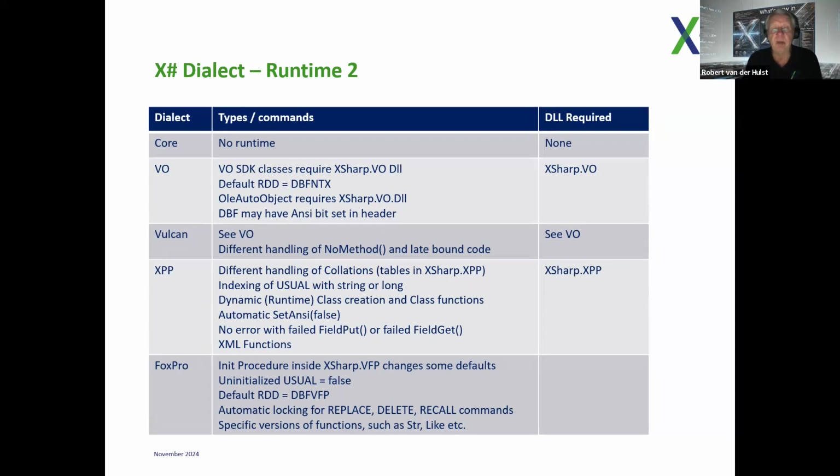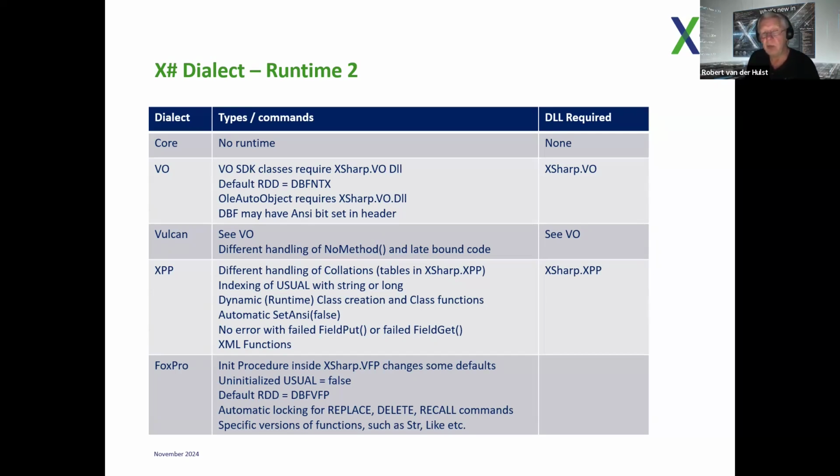If you call a function like IsNil in the runtime, it'll also return true for the uninitialized Fox Pro usuals. But if you assign a value false to a usual, then it will say, no, it has been assigned. So now it is not nil, but it is logical, basically. It's a bit complicated, but it works.